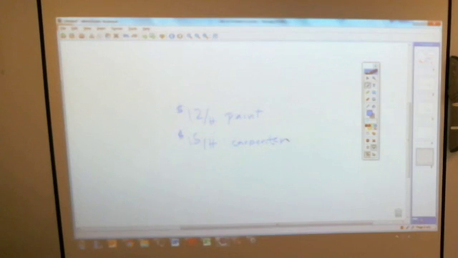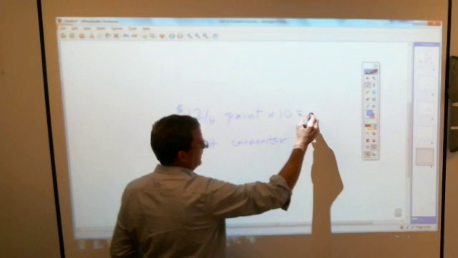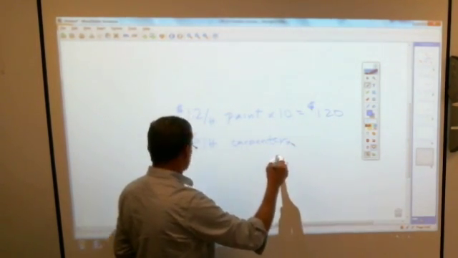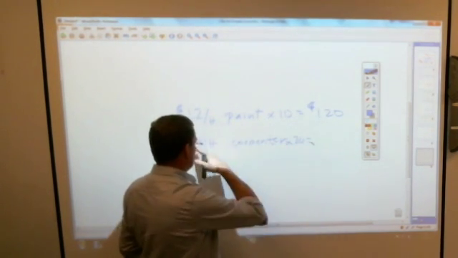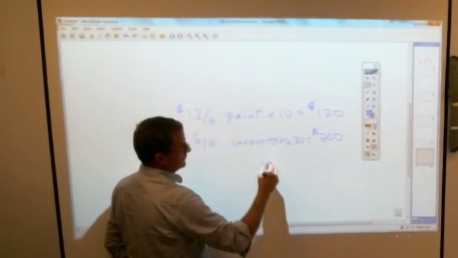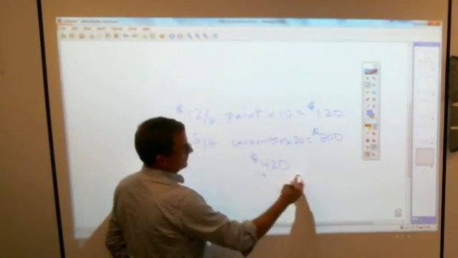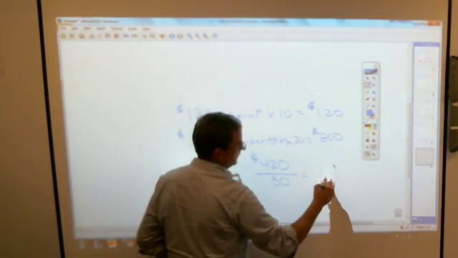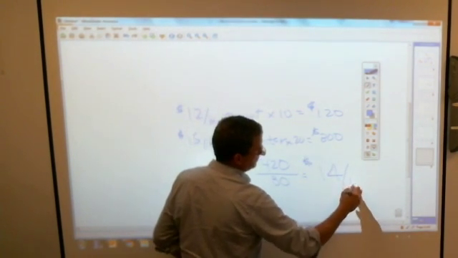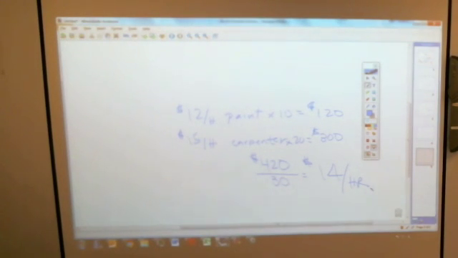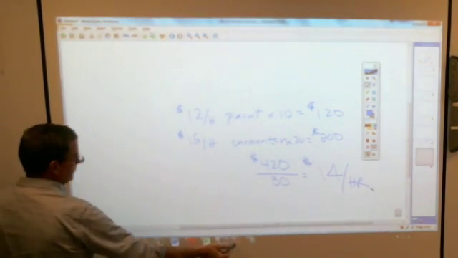Are we on the same page as Abram there? If you worked for the painter for 10 hours, $12 times 10, he made $120 painting. For the carpenter he worked 20 hours, which is 20 times 15, $300. All total, he made $420. And how many total hours did he work? 30. If you do that division, you get $14 per hour. $14 per hour, total over total.